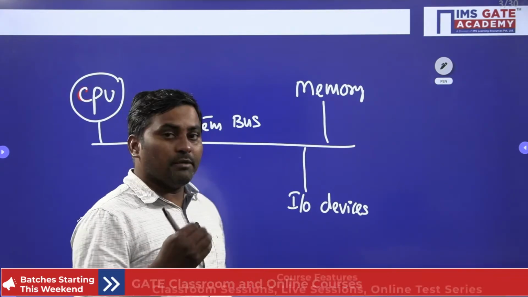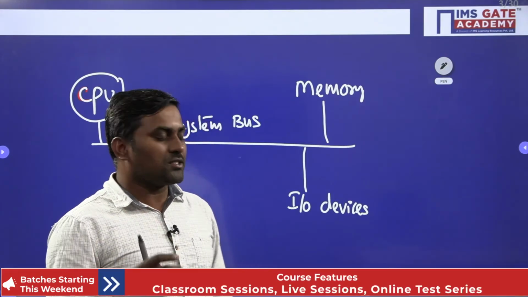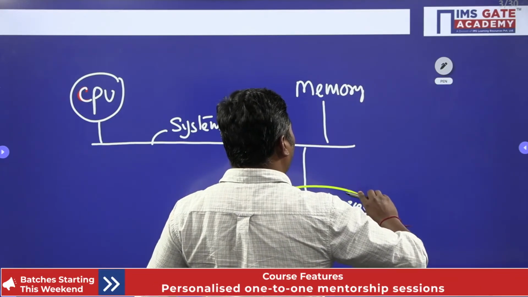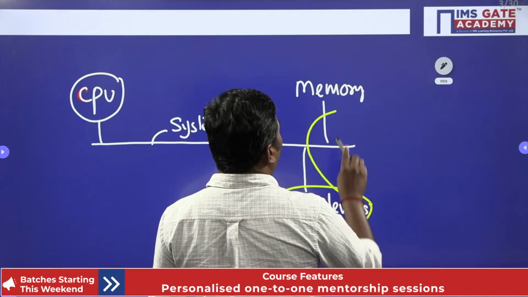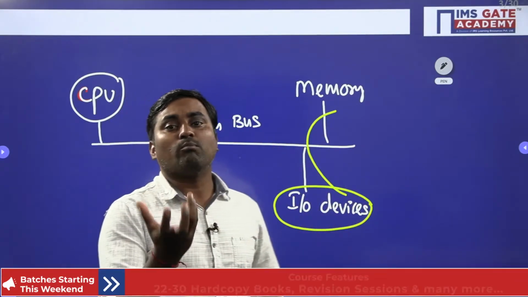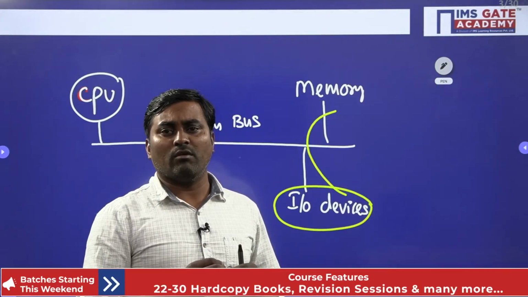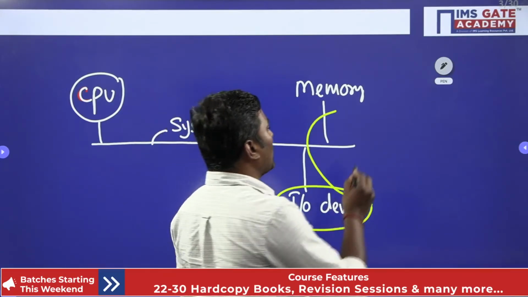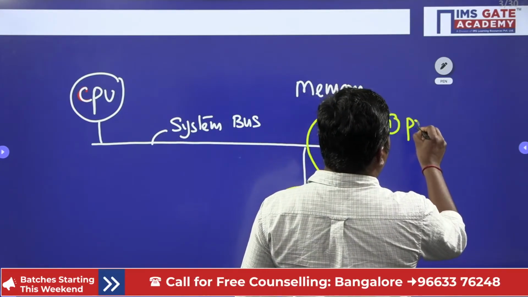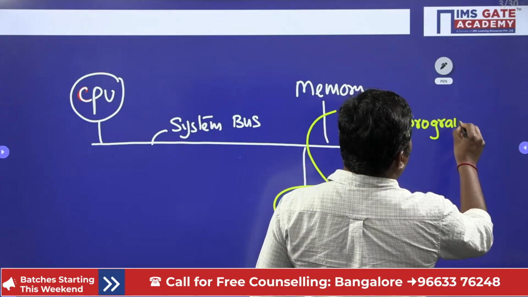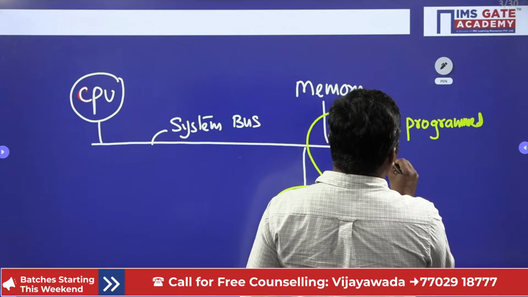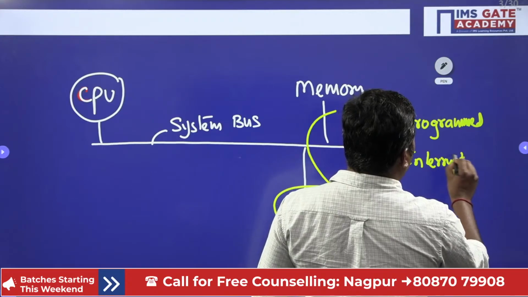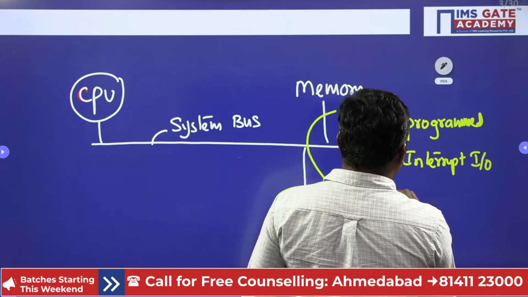Now you understand when DMA comes in, data is transferred from this IO device. In what way does the data transfer happen in IO? What are the modes for transferring? There are three protocols we have. Programmed IO, interrupt IO, and the third one is DMA.